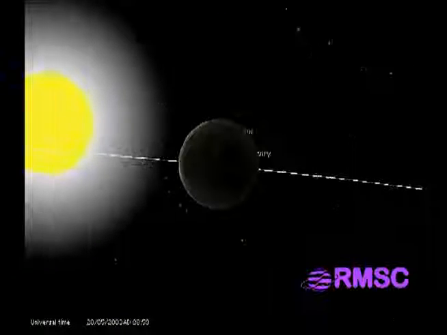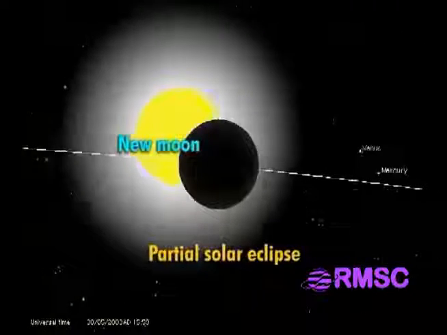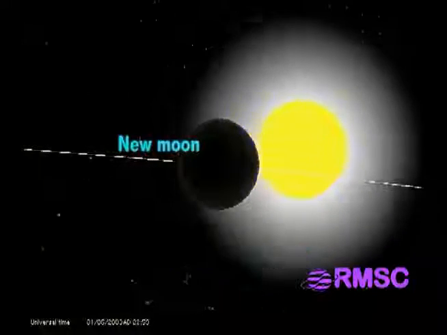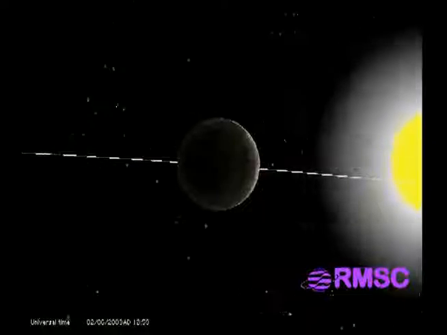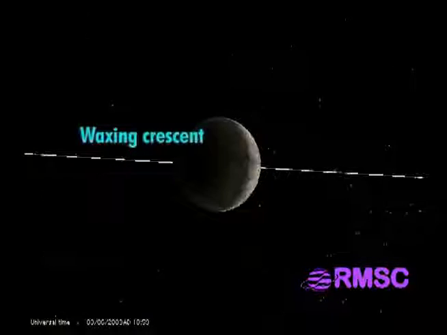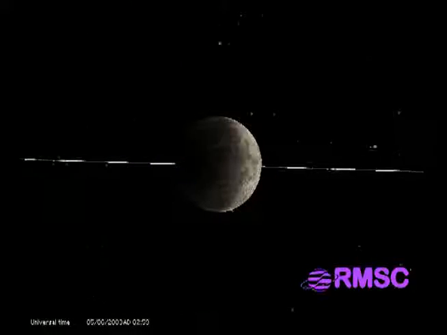Sometimes, if we are at the right place on Earth at the right time, we see the moon get between us and the Sun, and we see a solar eclipse. The next solar eclipse that will be noticeable in Rochester will be in the year 2017.